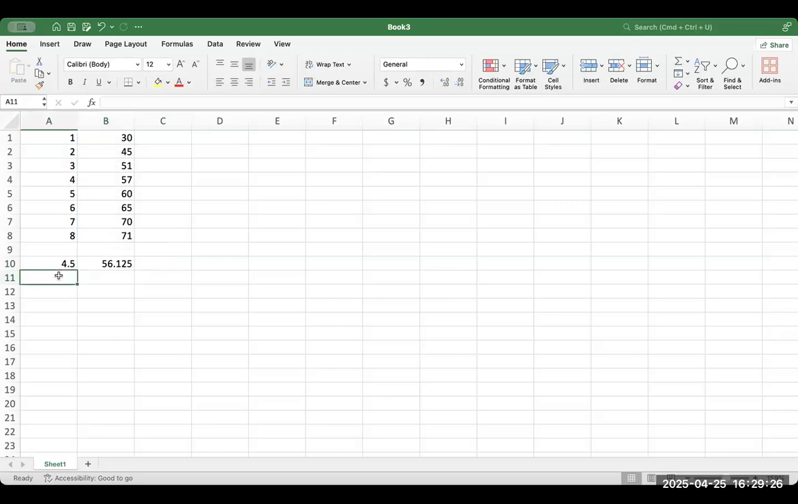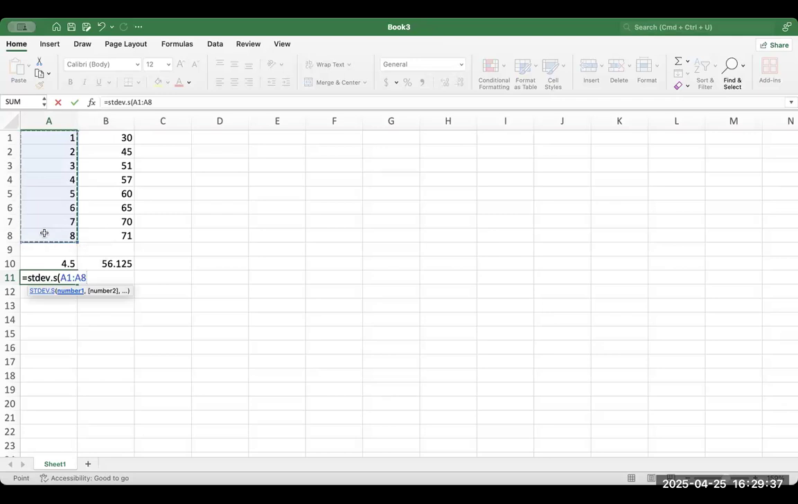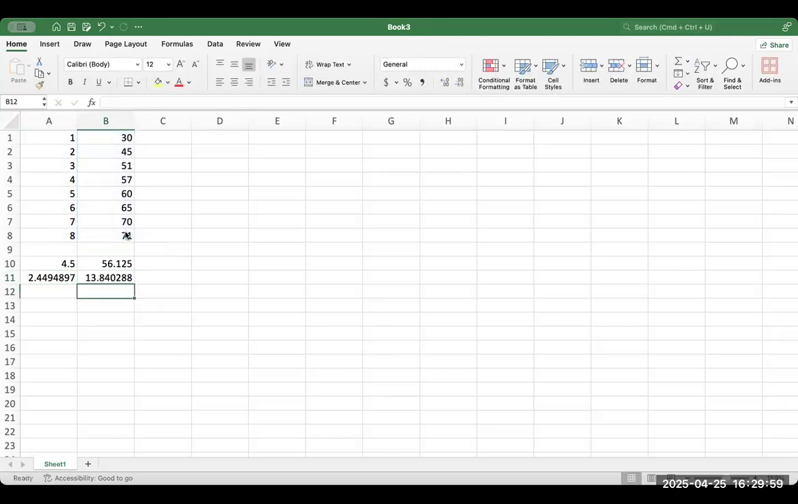Let's also find the standard deviation. So I'm going to type STDEV.S for sample. I'm going to put these cells, A1 through A8. That will give me the standard deviation of the hunting party. And now let's find the standard deviation of the successful hunts. So 2.4 and 13.8. So this is Sx and this is Sy. This is x bar and this is y bar.